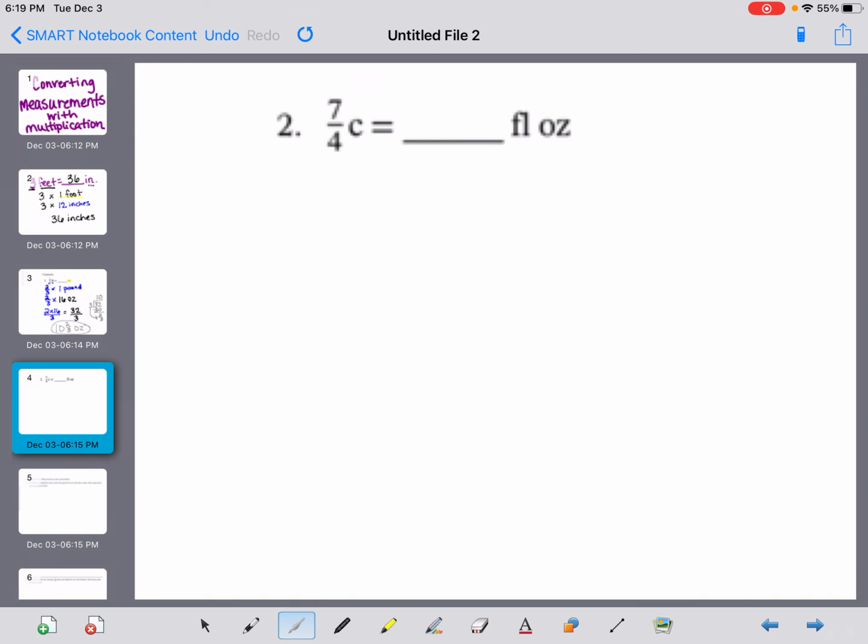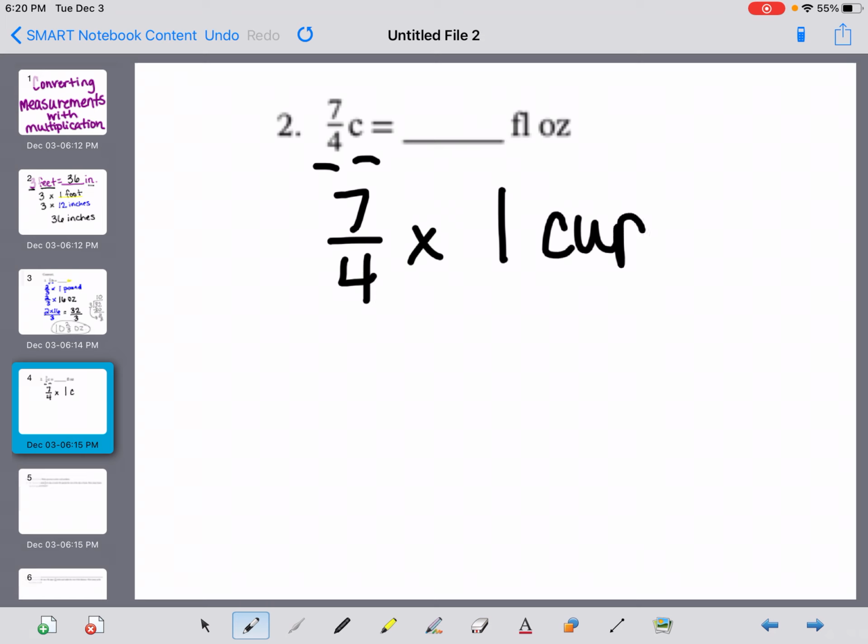Okay, let's look at the next one. This one we have 7/4 cups, and we want to know how many fluid ounces that is. It is important to see here that when we are talking about fluid ounces, those are different than ounces that are measured in weight. This is measuring a liquid, and so we will not use the same number. I also recognize that 7/4 is telling me that number is more than 1. First thing I'm going to do is pull these two things apart. I have 7/4 copies of 1 cup.